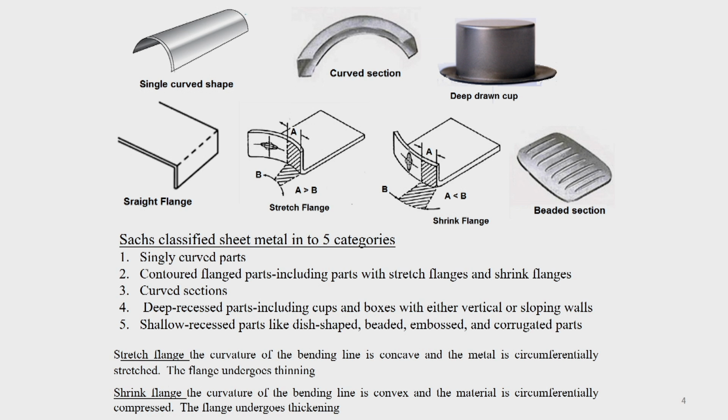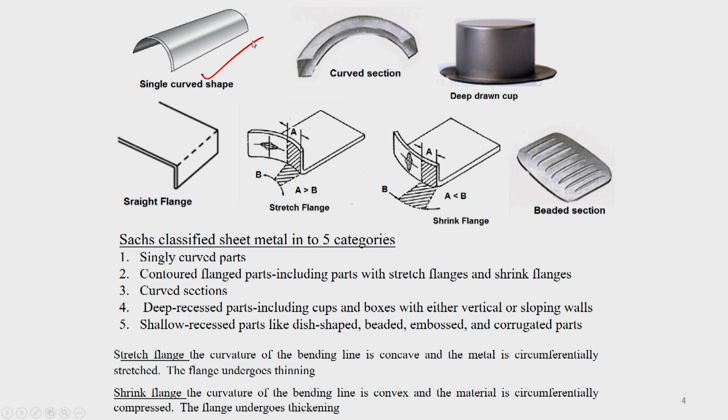However, Sachs has classified sheet metal into 5 major categories. Like the singly curved part, a very simple curved shape which you can easily get. Maybe a sheet metal you can just roll it and get this shape, or pass it through some particular channels and other things, you get the shape. So, these are all single curved shapes.